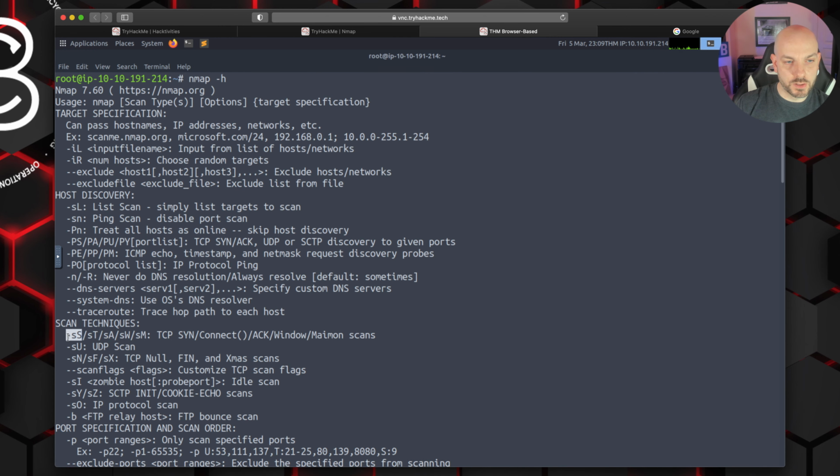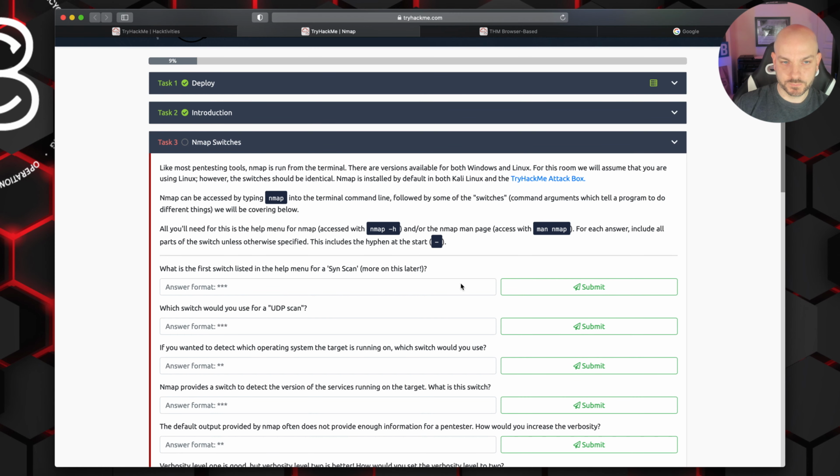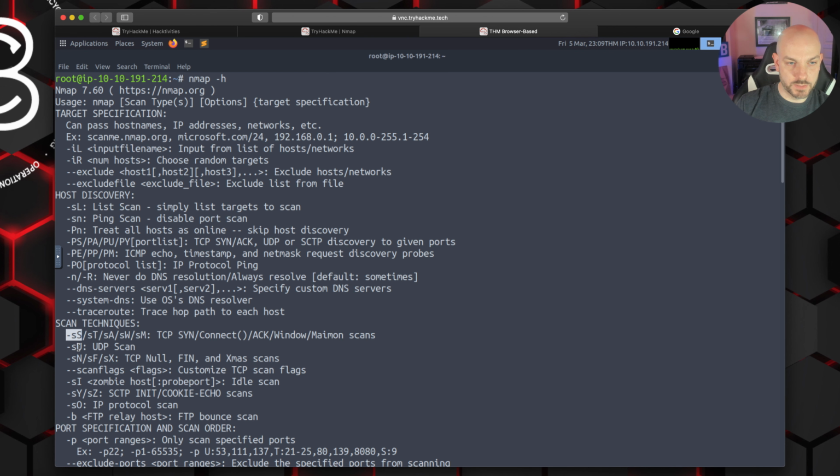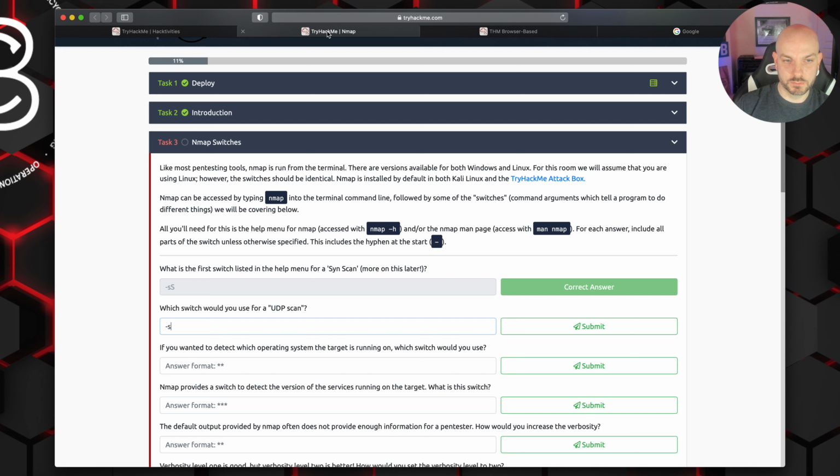So let's go hyphen lowercase s, uppercase S. And let's see. Bam. Okay, which switch would we use for a UDP scan? I bet you that's going to be a dash, lowercase s, and I think it's U, but let's see. Yep, so uppercase U.